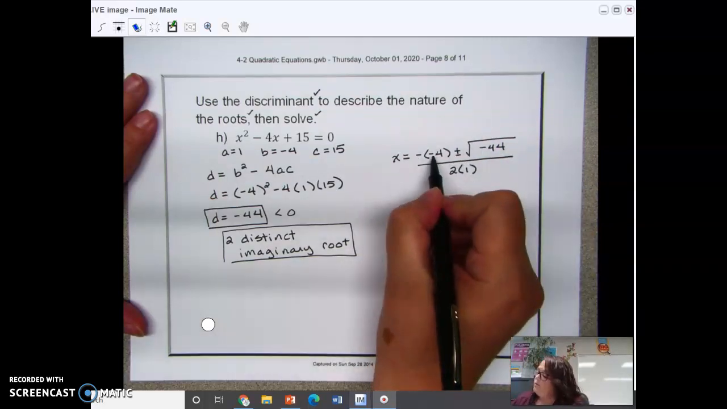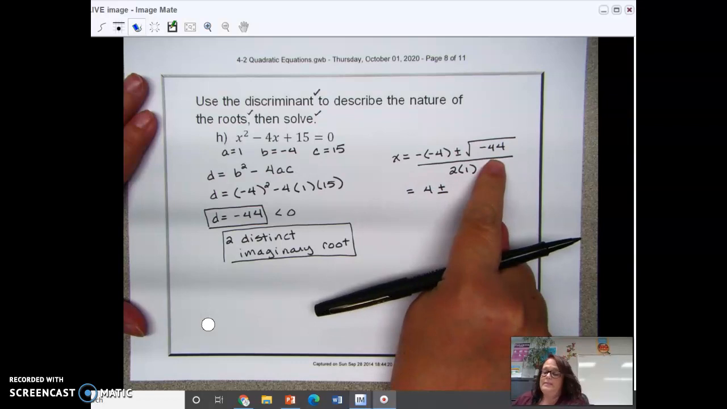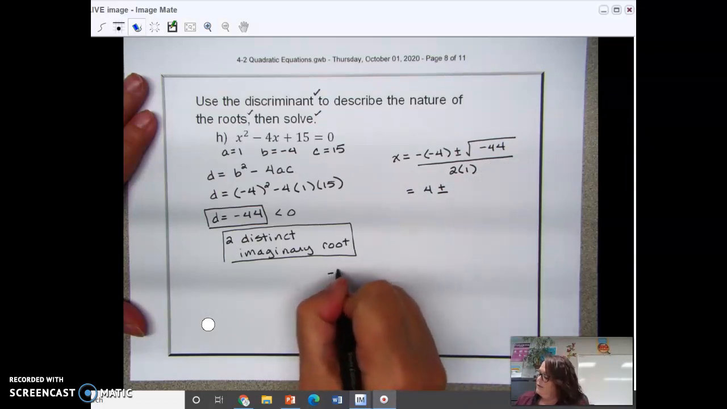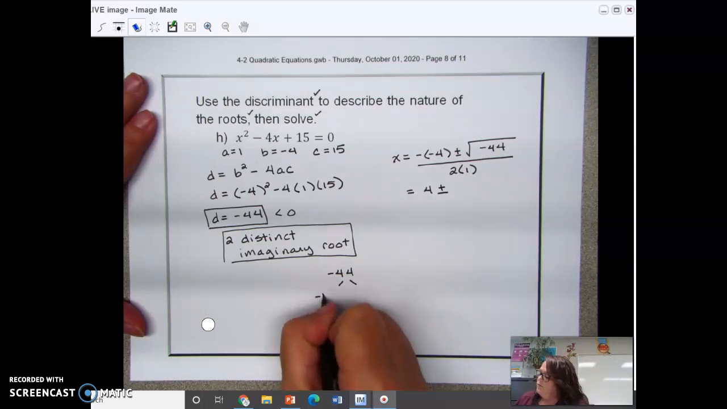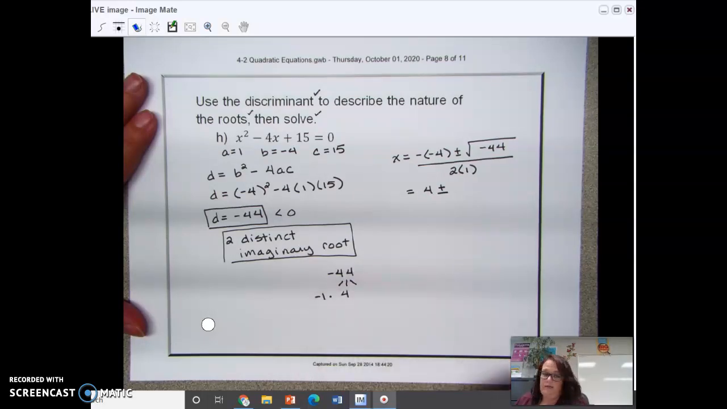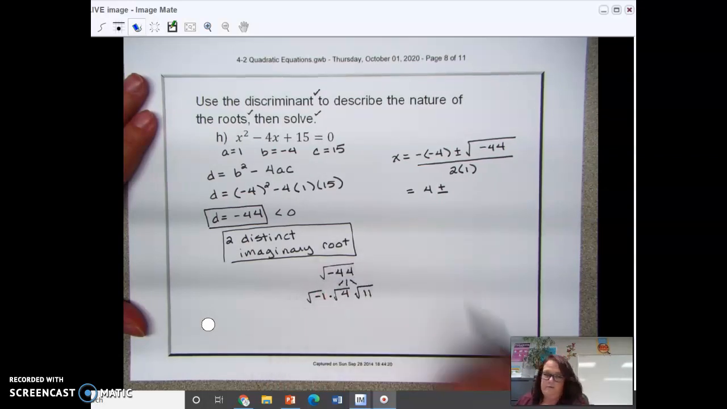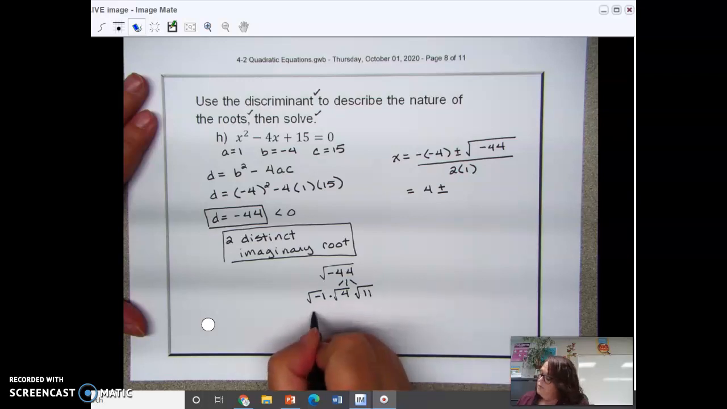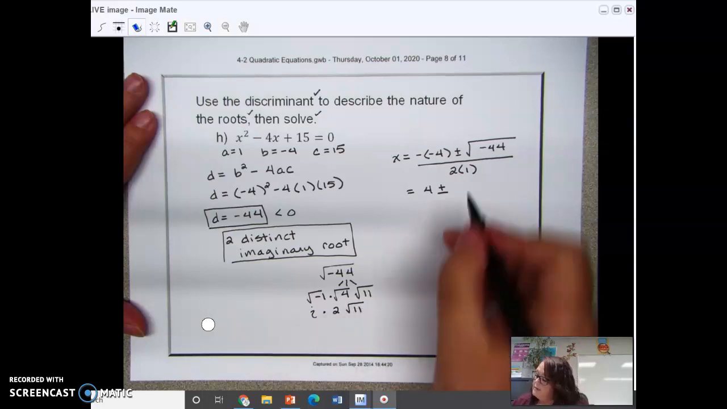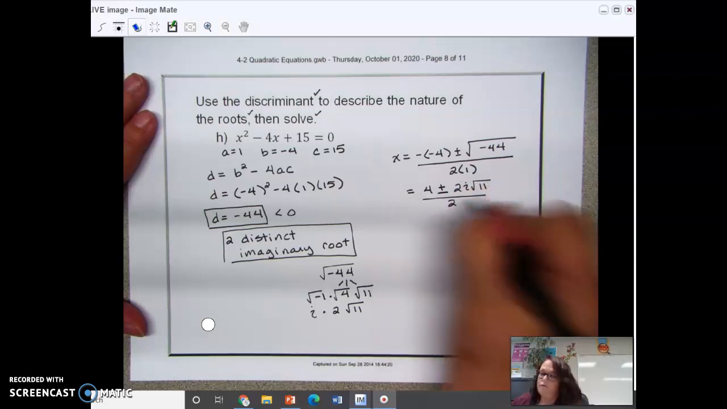So let's figure a couple things out. First off, I can say the opposite of -4 is +4. And then this -44, I'll try and do it over here. I notice that it's -1 times, and then 44 has a perfect square, which is 4 that goes into it, times 11. So if I take the square root of each of these, that's going to give me the square root of -44. The square root of -1 is i, the square root of 4 is 2, and I don't know the square root of 11. So we're going to say plus 2i times the square root of 11 all over 2.